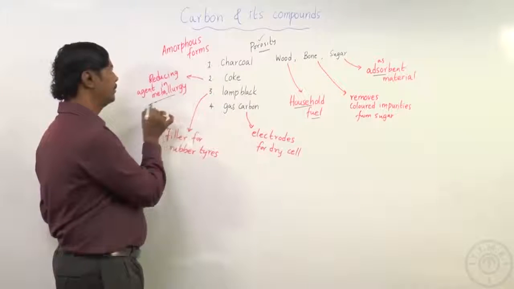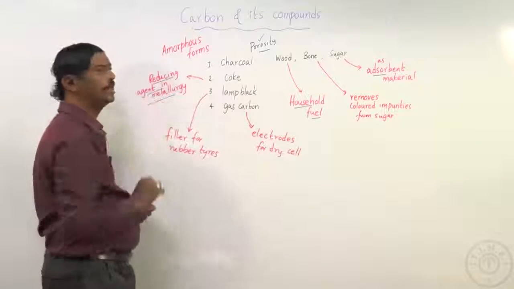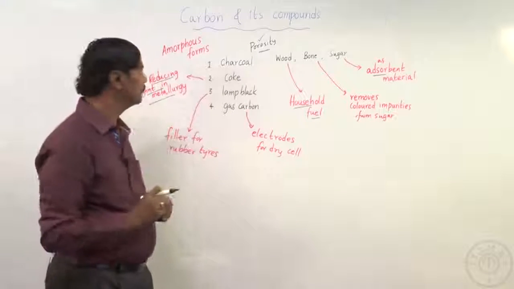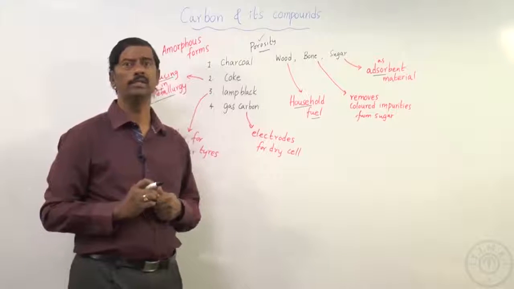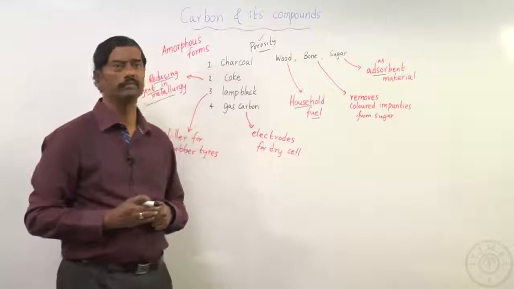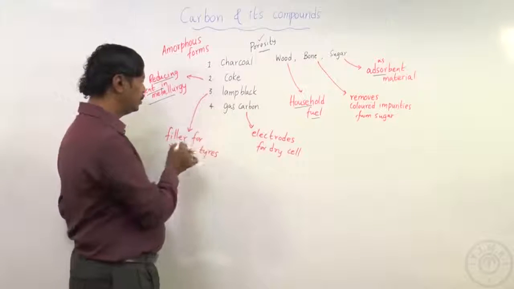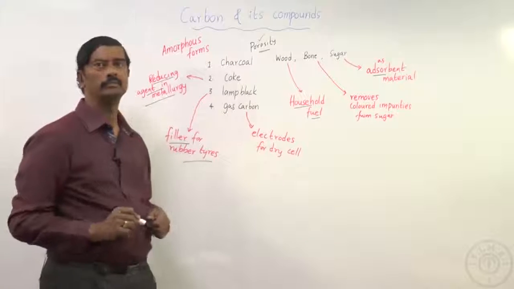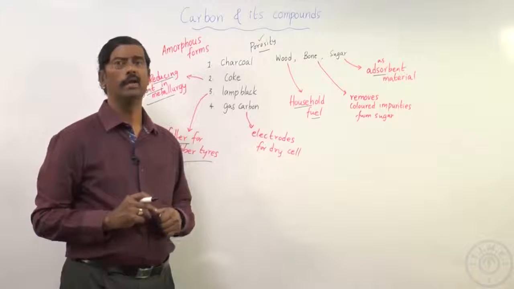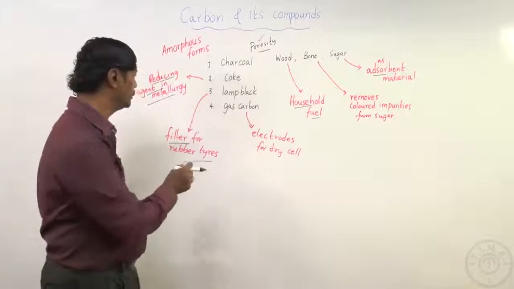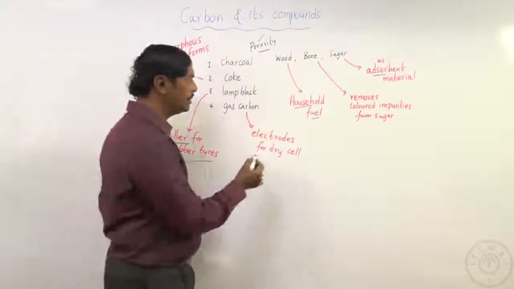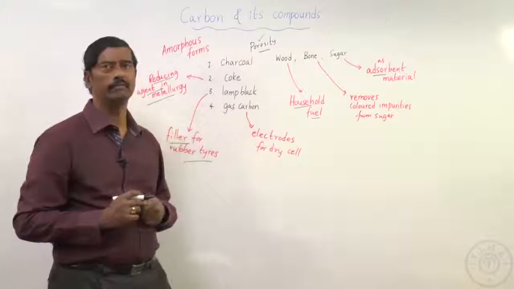Now coke, as we mentioned previously, is used as a reducing agent in metallurgy to convert metal oxides into metal. For example, zinc oxide can turn into zinc. Similarly, ferrous oxide can turn into iron. Lamp black is used as a filler for rubber tires. Rubber tires will become even more dense and harder and will get the color because of carbon. So it's a filler stabilizing the tire. Then gas carbon is used as electrodes in the dry cell.